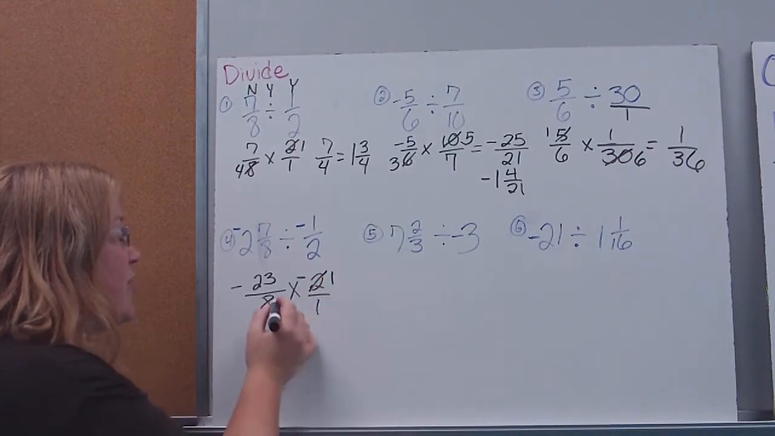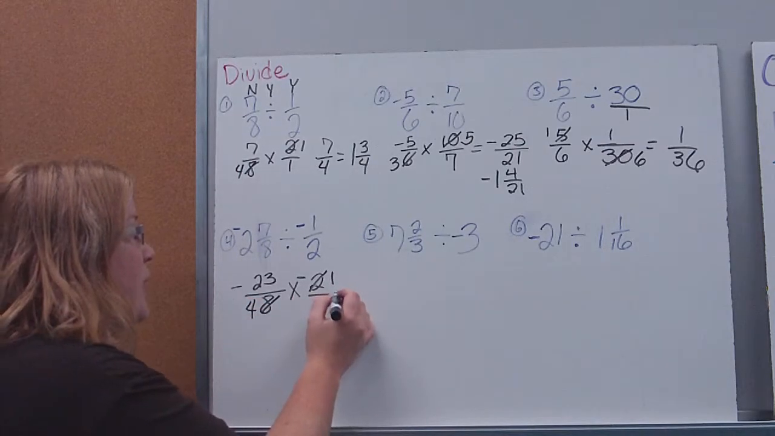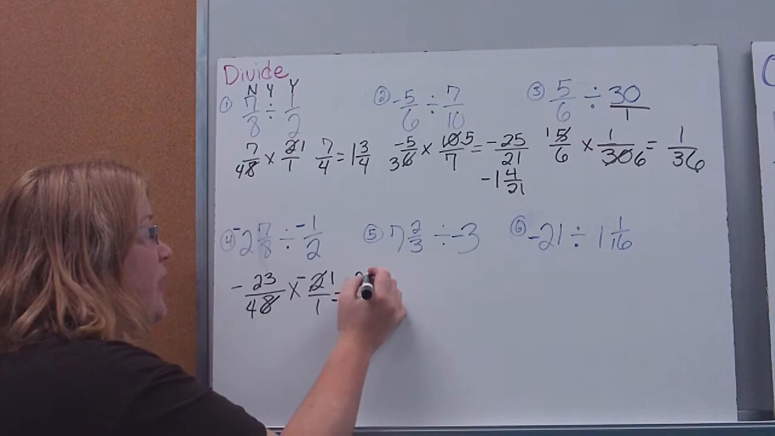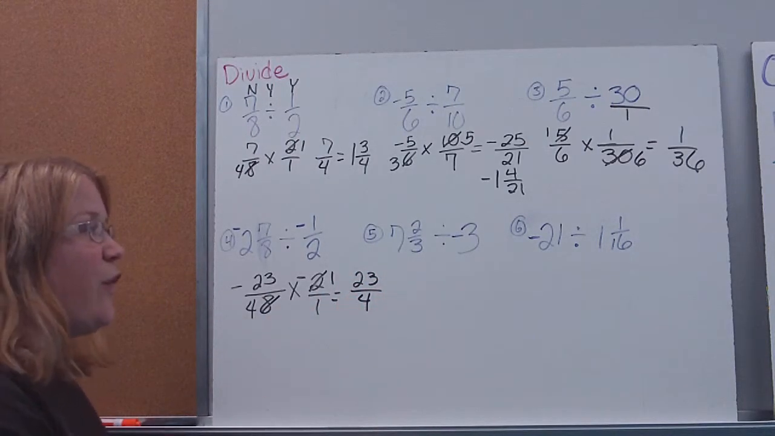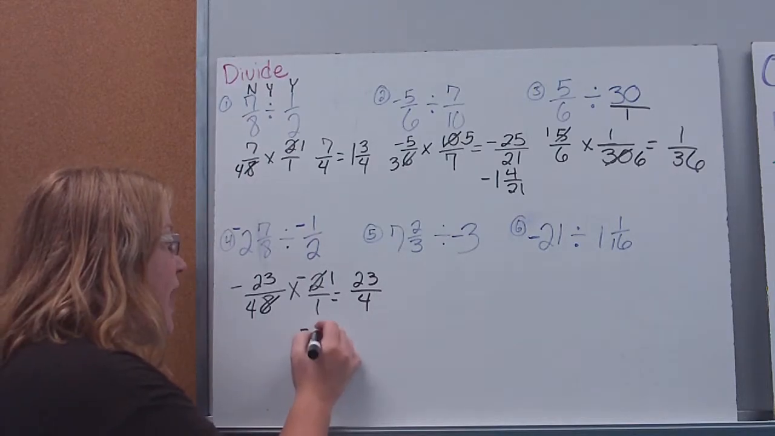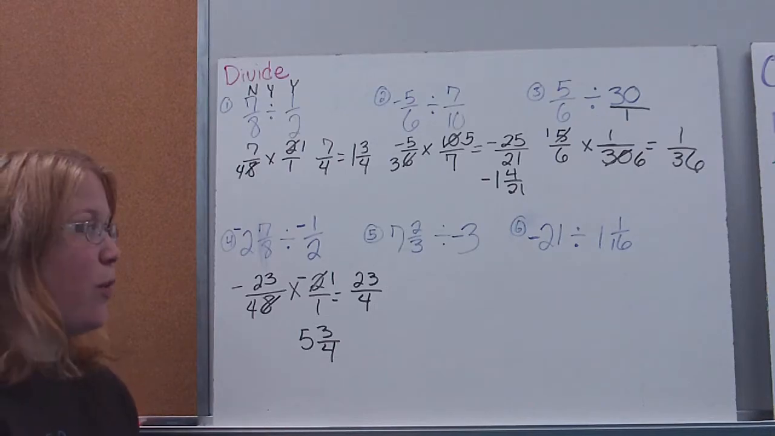Again, I can reduce, 2 and 8 both have a factor of 2. And then we can do our multiplication. 23 times 1 is 23. 4 times 1 is 4. So 23 over 4, or if we want to convert it, 5 and 3/4, if you want to put it back into its mixed form.